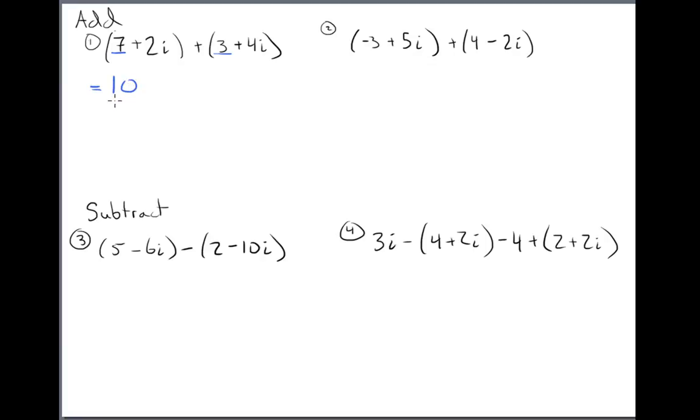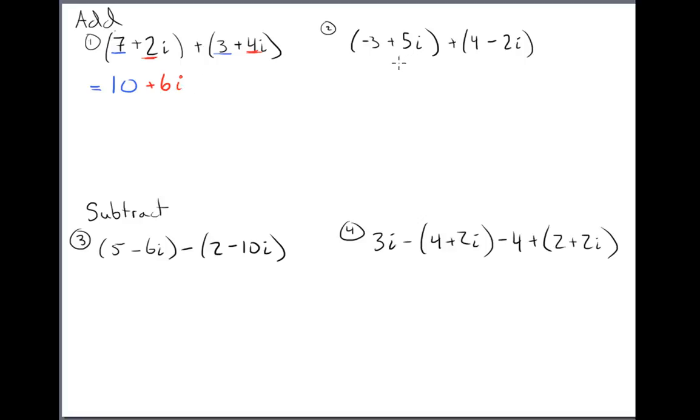Then I'm going to take the numbery bit, the coefficient, on the imaginary parts. That's 2 and 4, and I'm going to add them. 2 plus 4 is 6, and the i stays along for the ride. So this 7 plus 2i plus 3 plus 4i becomes 10 plus 6i.